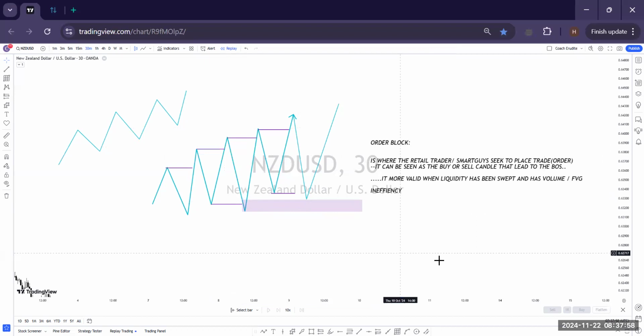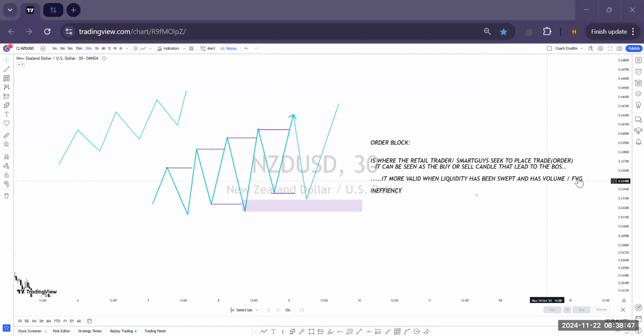Now, not every order block is valid. What makes your order block valid? It is more valid when liquidity has been swept, just like this one swept liquidity. And when price was coming down, it discovered that liquidity was also taken out. This liquidity is seen as inducement liquidity. We'll talk about that later. It is more valid when liquidity has been taken out, swept, or grabbed, either below or as price is coming. And also it must have volume or FVG.